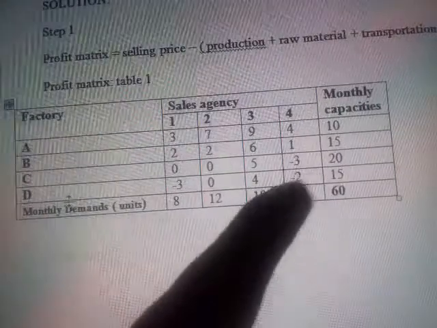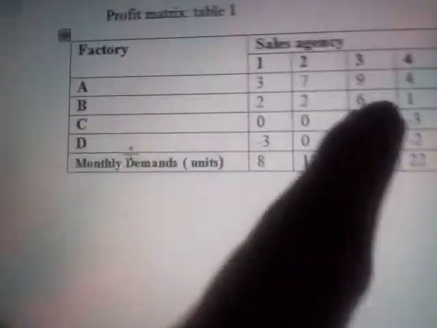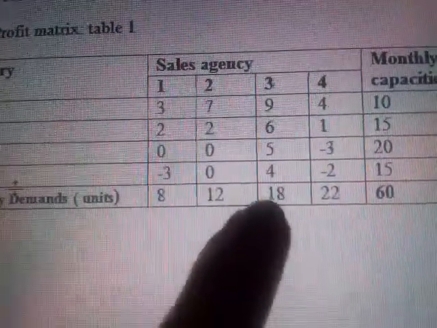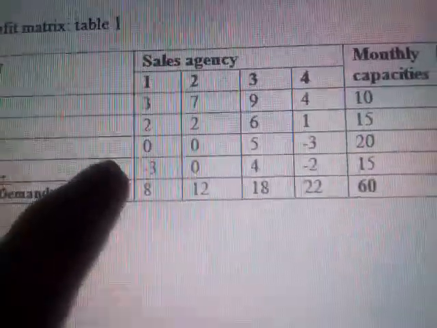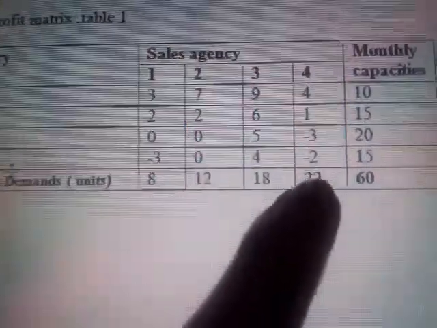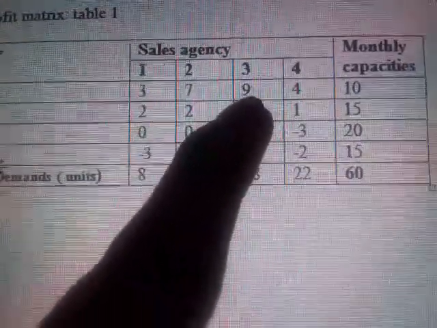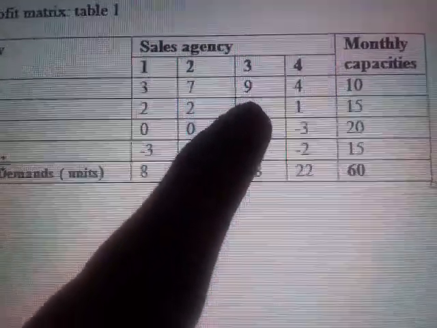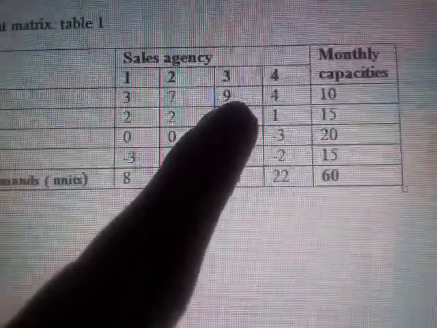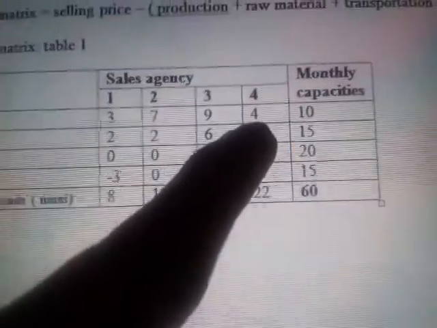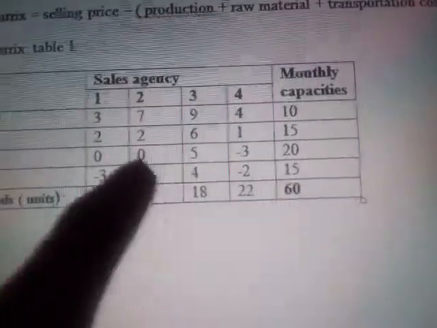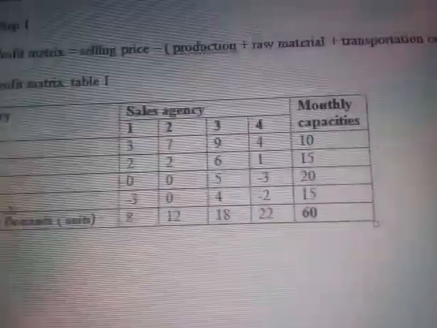So now from this table, the given table, the values 3, 7, 9, 4, okay, 2, 2, 6, 1, 0, 0, 5, minus 3, minus 3, 0, 4, minus 2. In these values, you have to find out which is the highest one, and from each cell you have to subtract from the highest value. So 9 is the highest, okay. Take this 9 and subtract: 9 minus 3, 9 minus 7, 9 minus 9, 9 minus 4, and if you have a dummy, then you have to do 9 minus 0, like that. Is it clear? Okay, for all values you have to subtract from 9. I'll show you now.